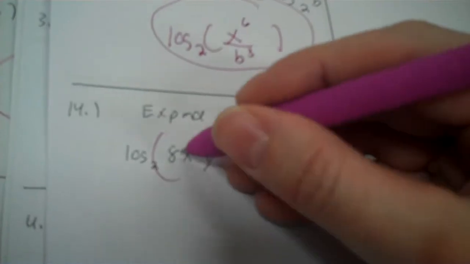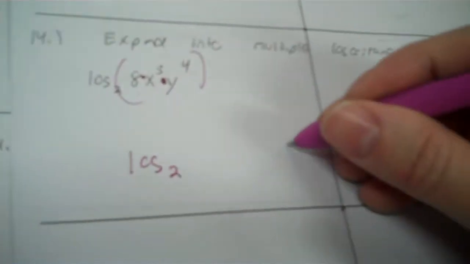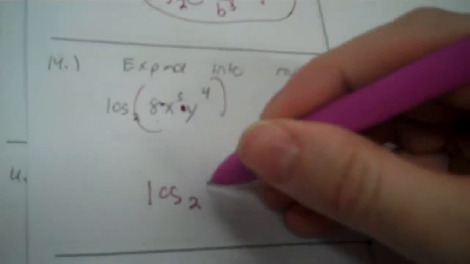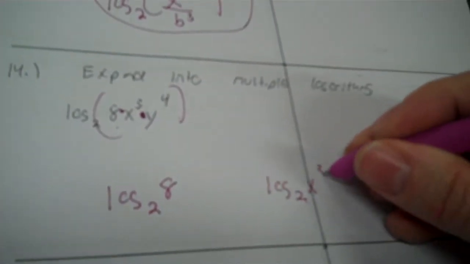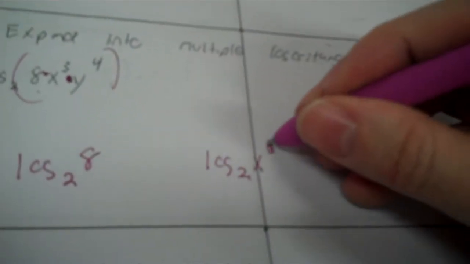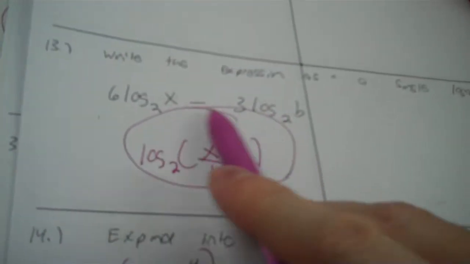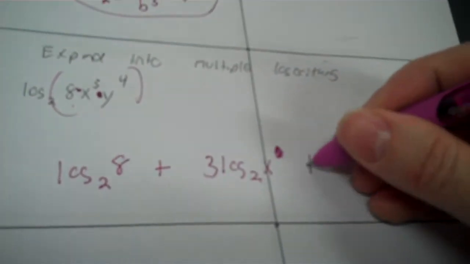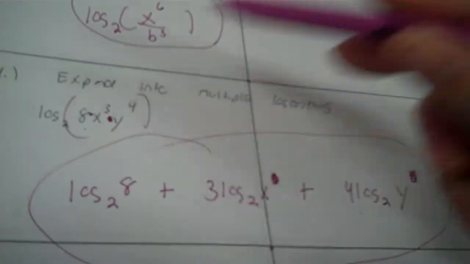Okay, expand into multiple logarithms. It's like you're taking this going backwards, okay? So you have 3 factors, 1, 2, 3. So you would need 3 logarithms. Log base 2 on all of them. Okay, so 8, x to the 3rd, y to the 4th. Now those powers are going to come around back to the front like they are here. And then when I see dots, it means I add them, okay? There you are.